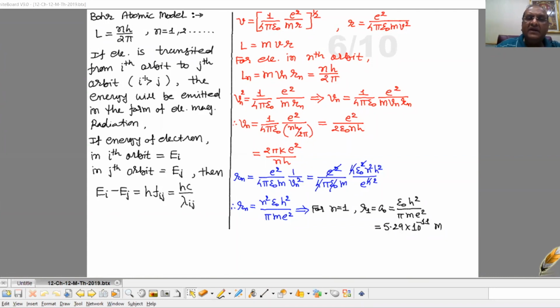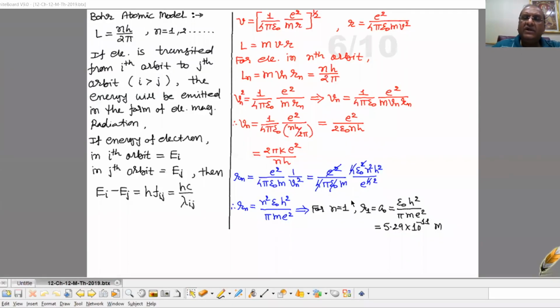It implies that if an electron transits from the ith orbit to the jth orbit, where the ith orbit is greater than the jth one, and in the ith orbit the energy of the electron is Ei and in the jth orbit the energy is Ej, then when the transition from ith to jth takes place, the energy emitted in the form of radiation is Ei minus Ej, and that will be equal to hf, where f is the frequency of that emitted radiation. Clear? Or we can write that energy equals hc upon lambda. Clear? So, in this way, Bohr suggested the atomic model. Clear to all of you?